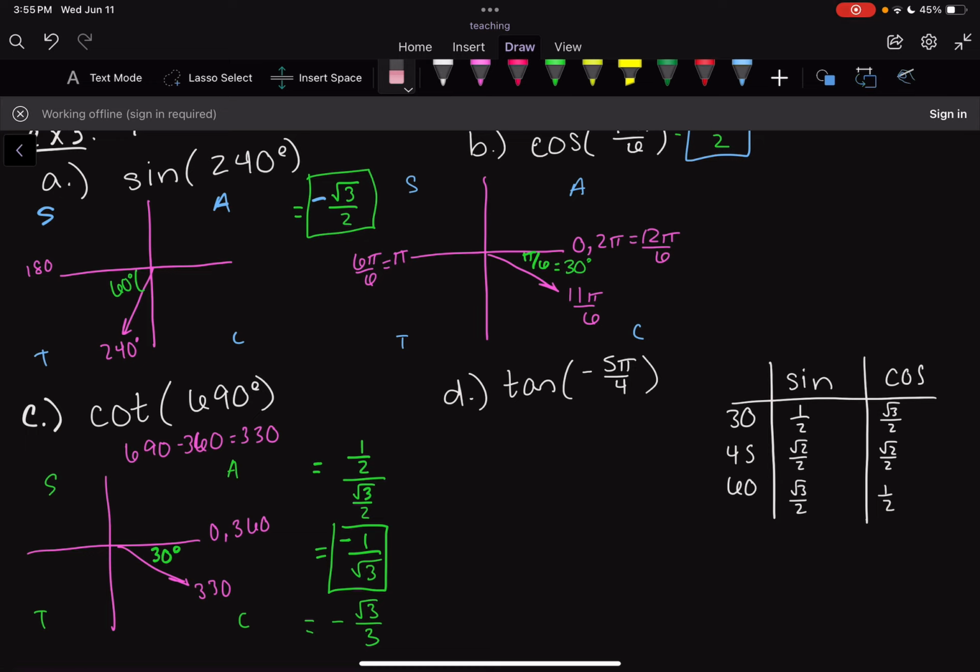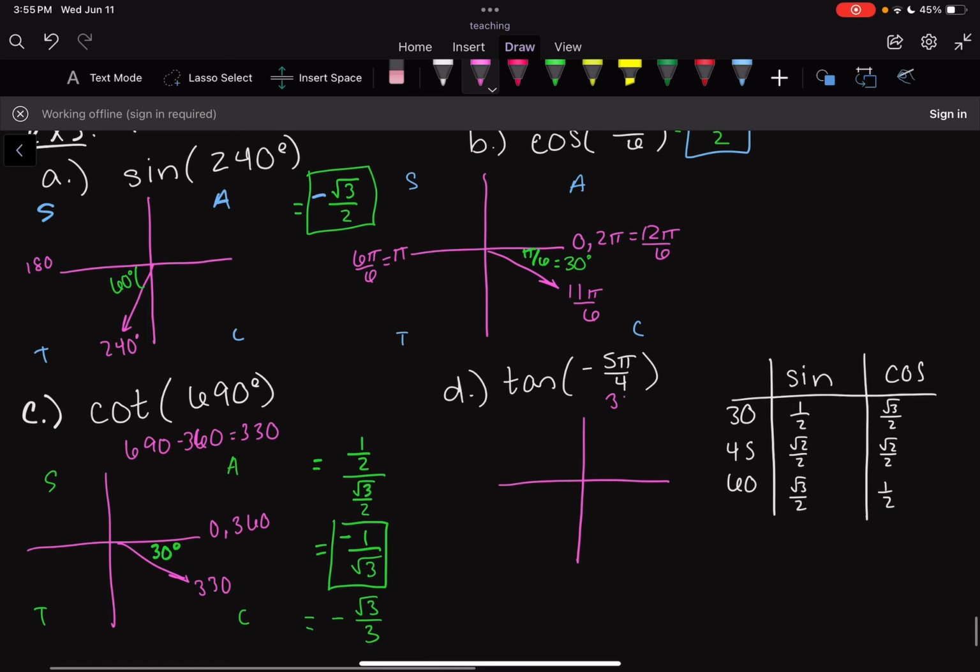Now tangent of negative 5 pi over 4, so I'm going to draw it out again. So we said negative 5 pi over 4. We added 8 pi over 4, so we got 3 pi over 4. That was in quadrant 2. We said the reference was pi over 4, or 45 degrees. So I'm going to look at 45 degrees here.